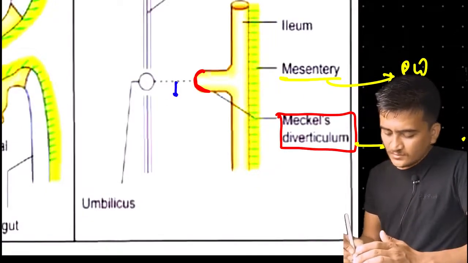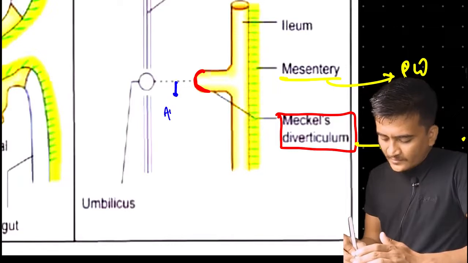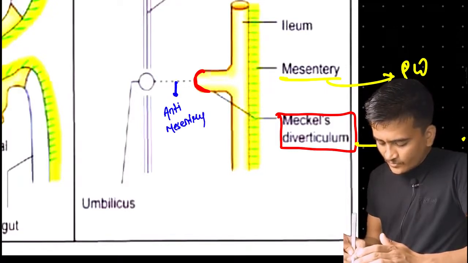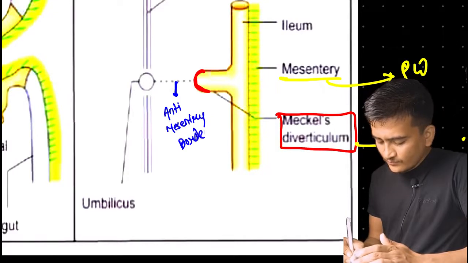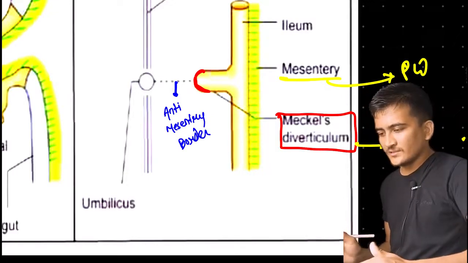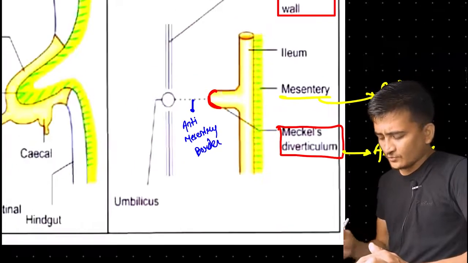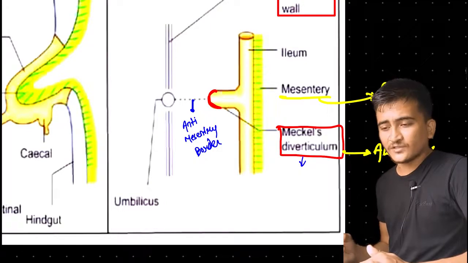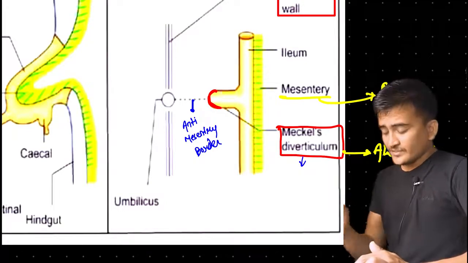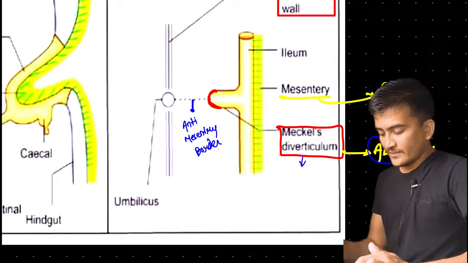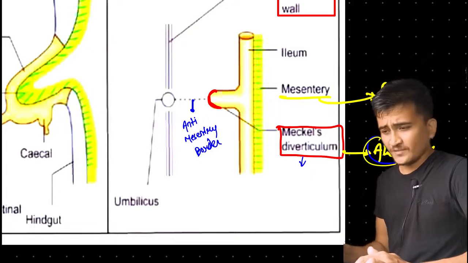What is this? This is our anti-mesenteric border. So, what we can see right here is this Meckel's diverticulum. It is present toward the anterior wall, right? It is present toward our anterior wall.